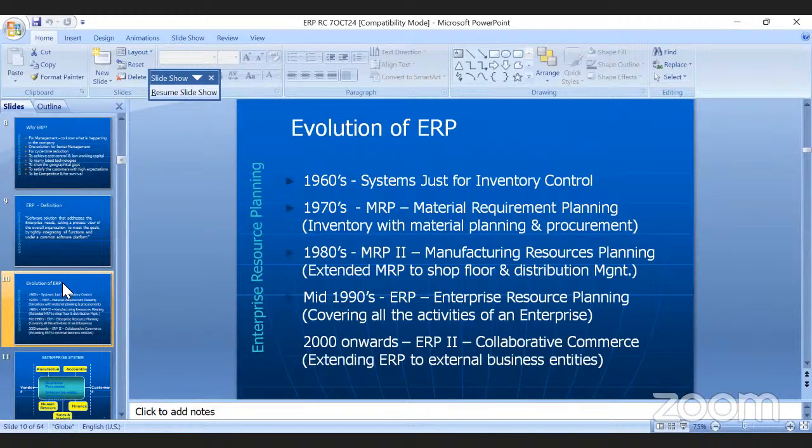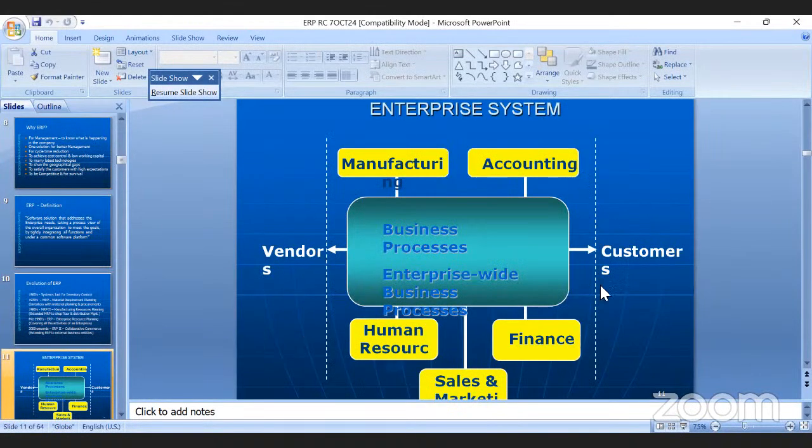If you are connected to partners, suppliers, customers, public, government, apart from internal entities, you are connected to other outside entities and stakeholders as well. So in the enterprise system, there is a single database. If you can see this image, there is a business process which is strong. You should have a strong business process.